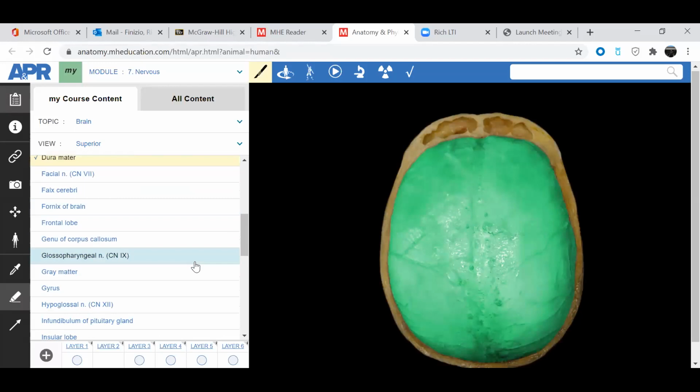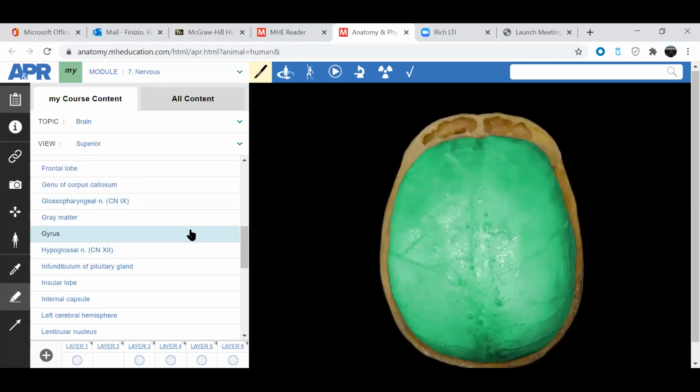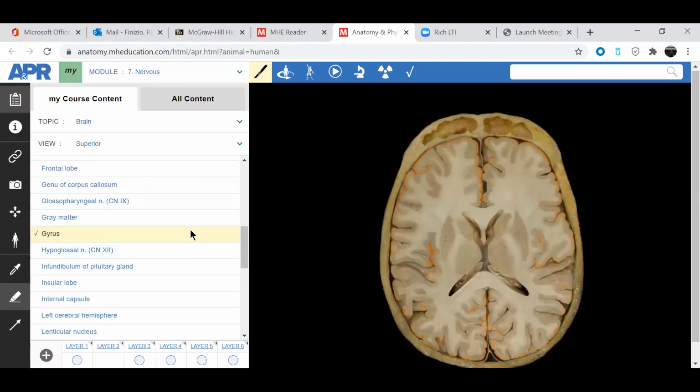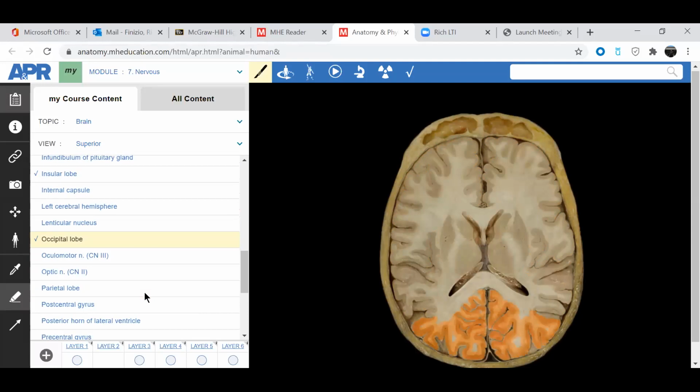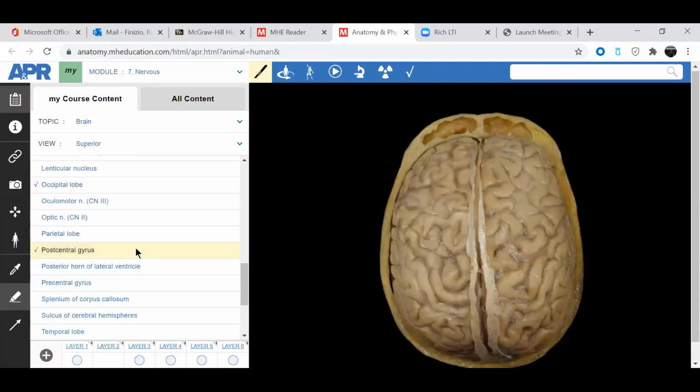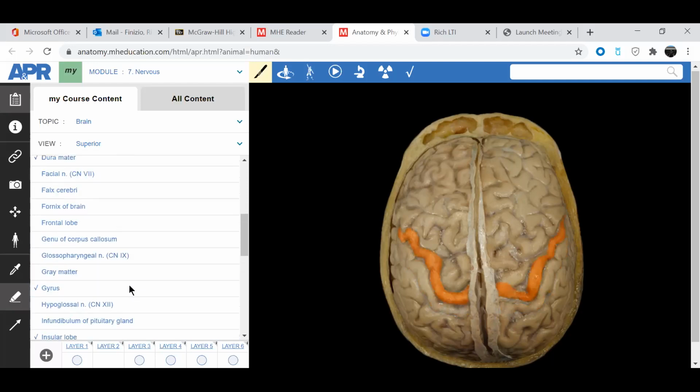Yeah, I wouldn't ask something like this, the dura mater, or what a gyrus is, though. Insular lobe. There you go. So this is a superior view. And the lobes, occipital lobes, you have to know what's frontal and what's posterior. Here's the postcentral gyrus. All right, and the precentral gyrus. And where's the central sulcus?